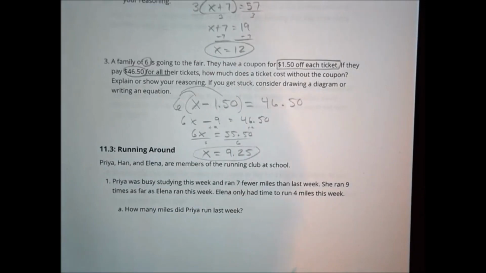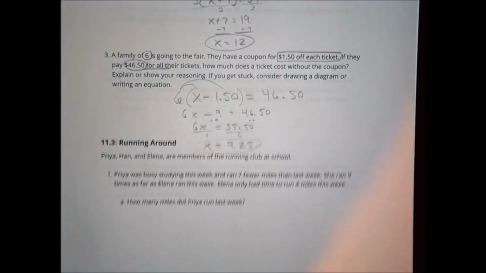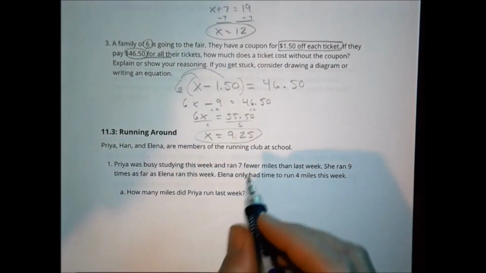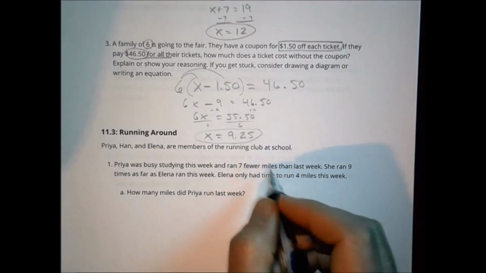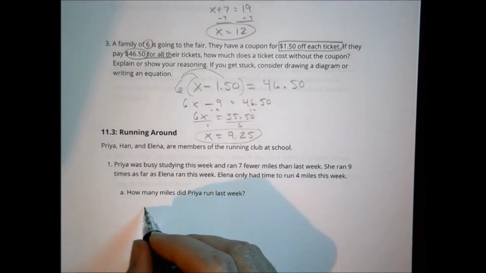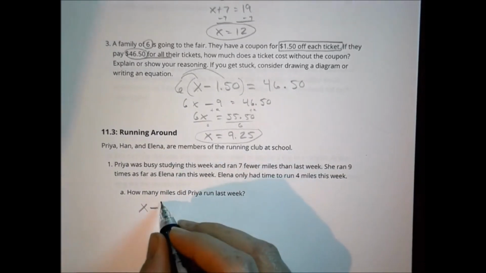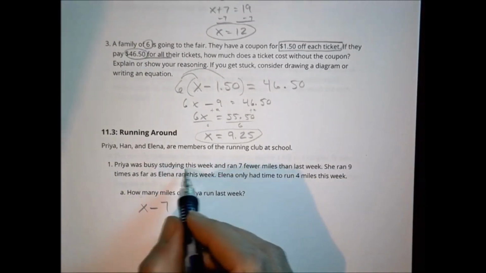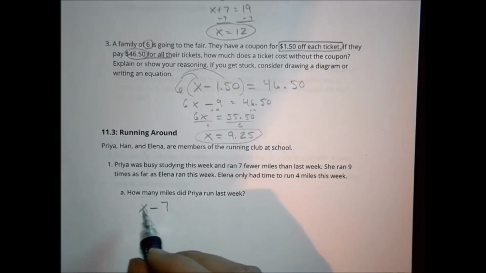All right, next activity is called running around. And so we have Priya, Han, and Elena, who are members of a running club at school. And let's see what the problems we have today. It says Priya was busy studying this week and ran 7 fewer miles than last week. Okay, so the 7 fewer miles than last week means that whatever she ran last week, she ran 7 fewer. So this week, she ran 7 fewer than she ran last week. That's what we know so far for Priya.